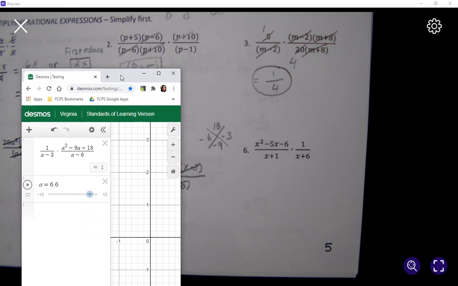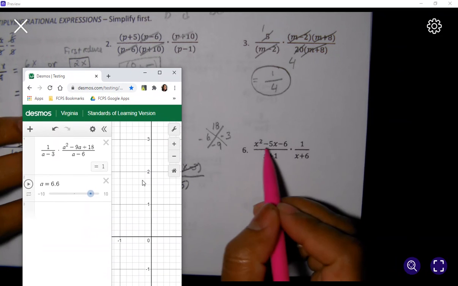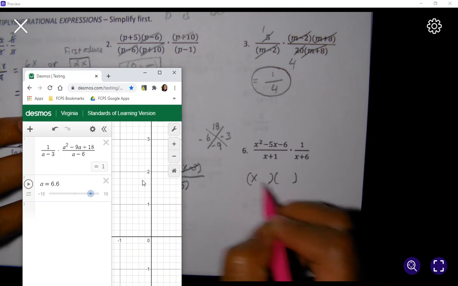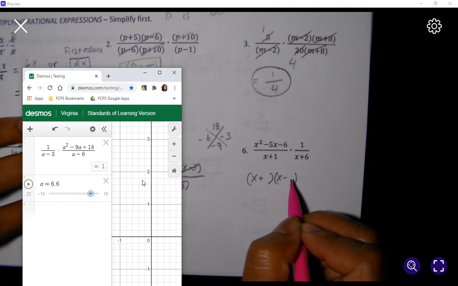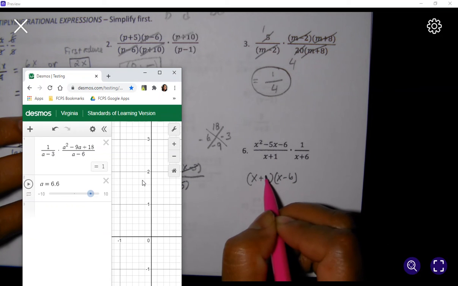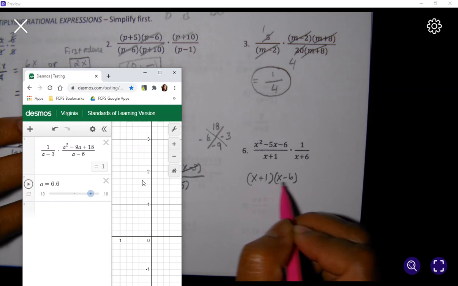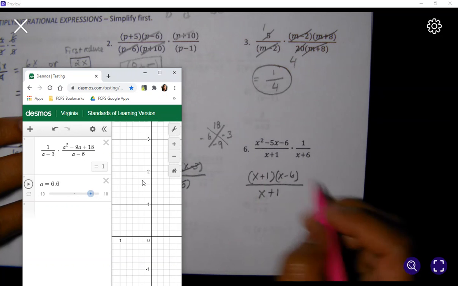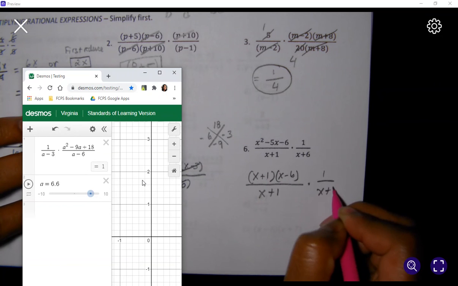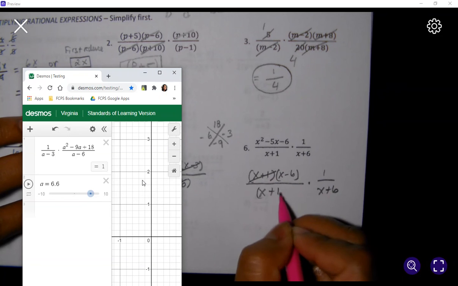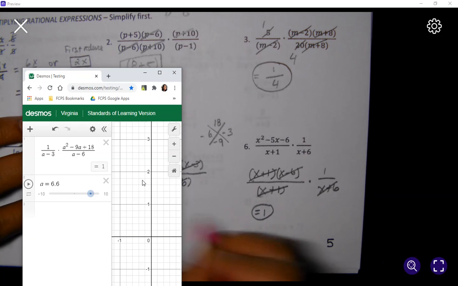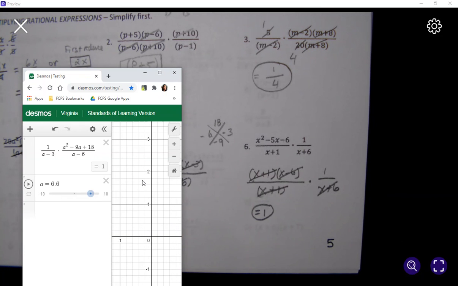All right, last question. We need to first go ahead and simplify, factor this out. So you can do 6 times 1 because 1 plus negative 6 is negative 5. And then you have x plus 1 times 1 over x plus 6. So these two get crossed out. These two get crossed out and you just get 1. And I won't check it. That's fine. Okay.